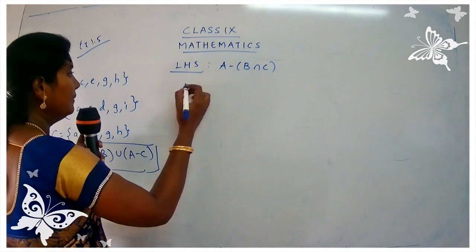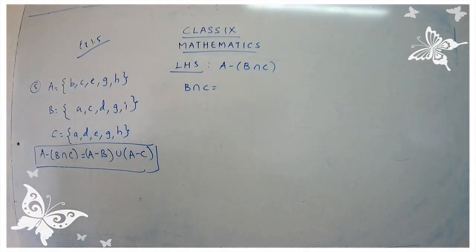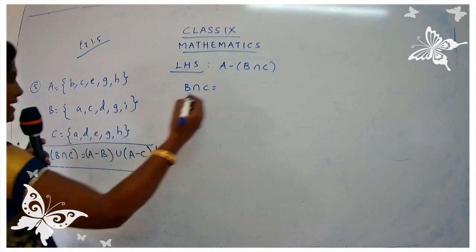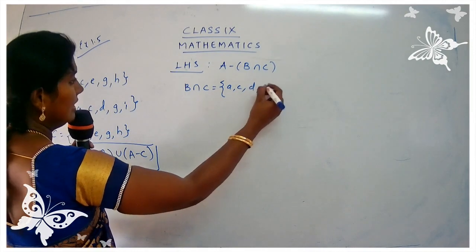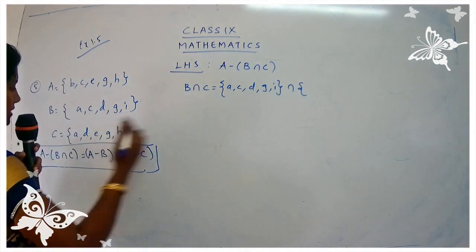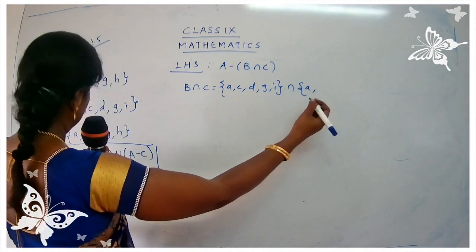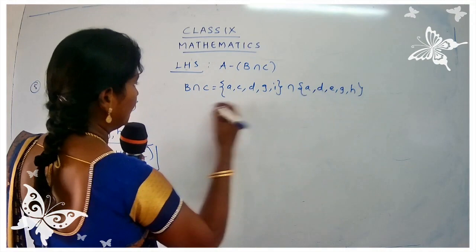So now I am going to take the bracket part first. So I will be taking B intersection C first. What is B intersection C? Let us write down B intersection C. A, C, D, G, I intersection A, D, E, G, H. Okay.